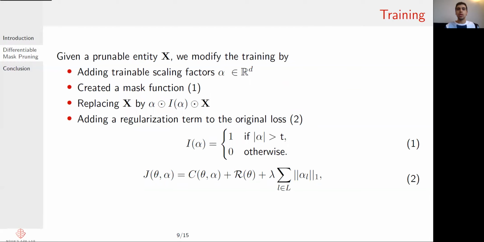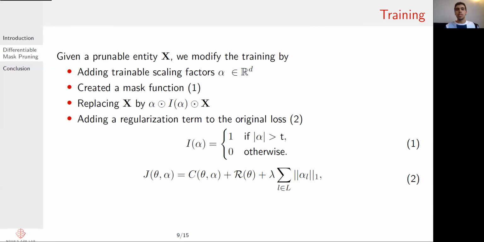So I'm going here to describe how the training is modified. Given a prunable entity X, we modify the training by adding a scaling factor alpha of dimension D. The dimension D will set the kind of pruning we want to do on our network. For instance, if alpha is a scalar, it is equivalent to sharing this value with all the subnetworks. Therefore, the subnetwork is pruned. If it's a filter, it's similar to doing filter pruning on a convolution.